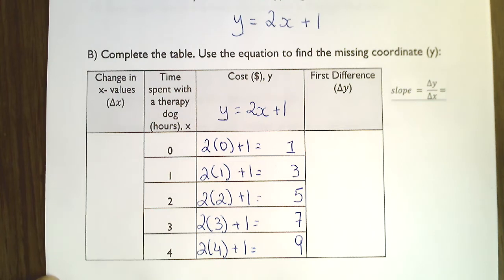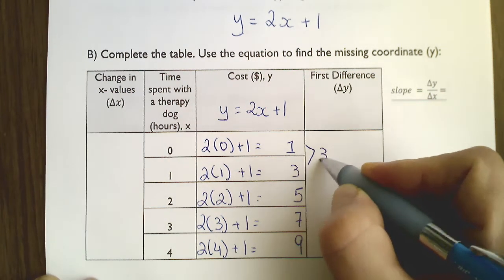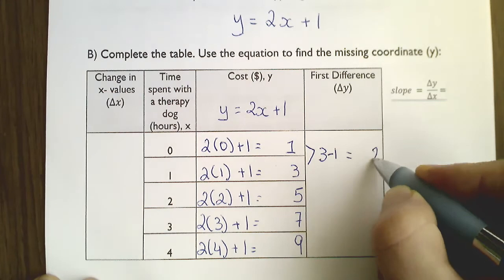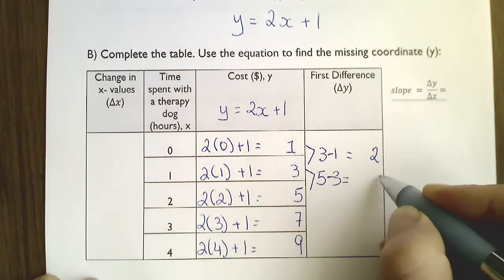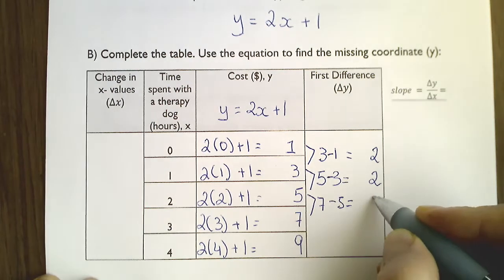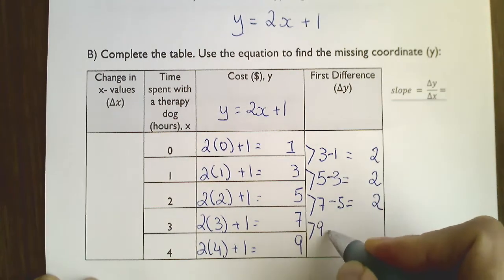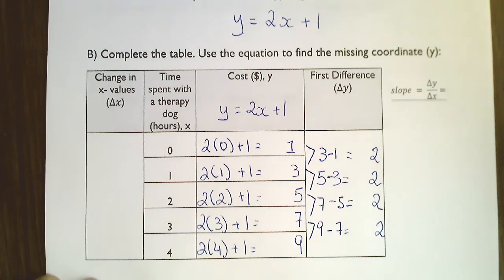All right, so now I'm going to look at something called first differences. First differences are the differences between the consecutive y values in a table of values. So let's calculate them. The difference between 3 and 1 is 2. The difference between 5 and 3 is also 2. 7 and 5 is 2. And 9 and 7 is 2. So what you notice is that those first differences are constant.